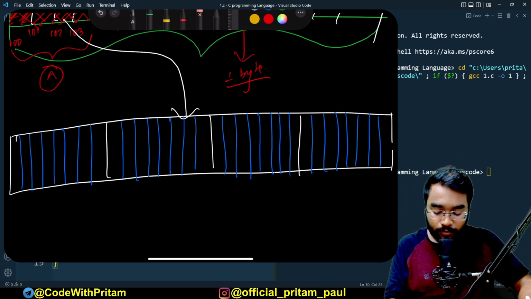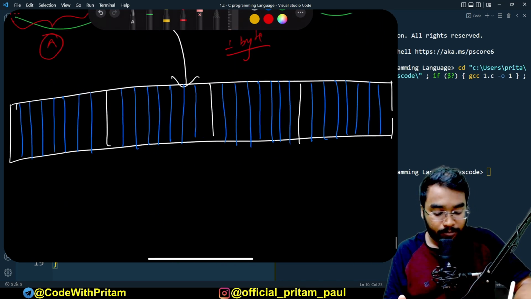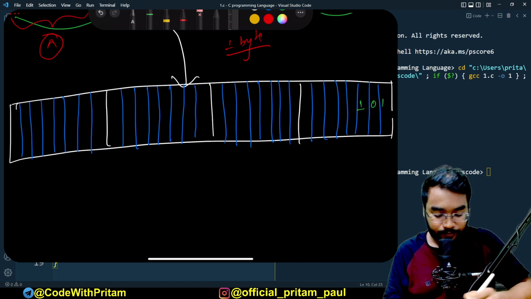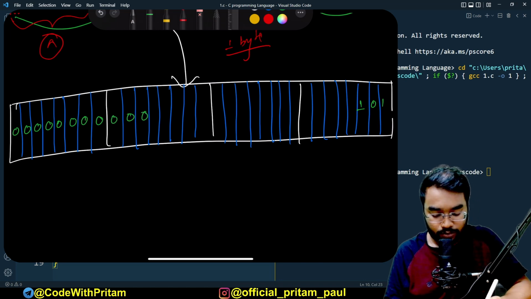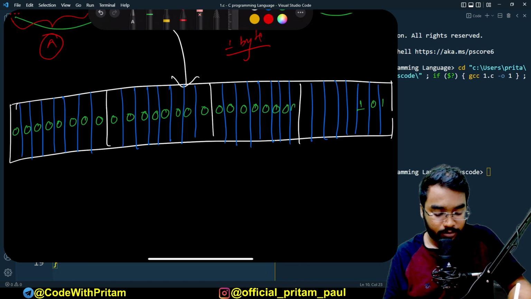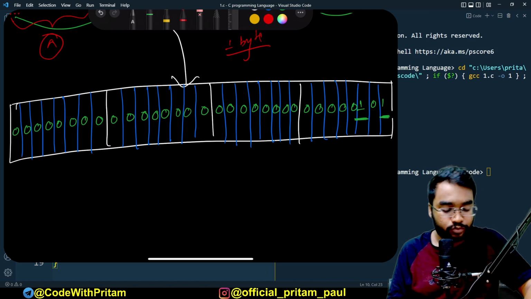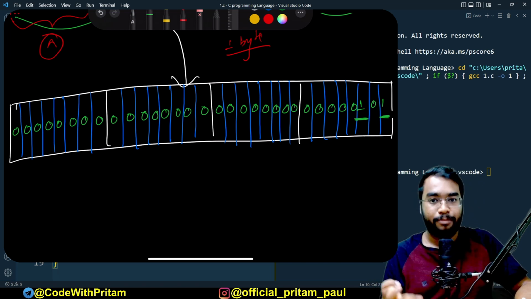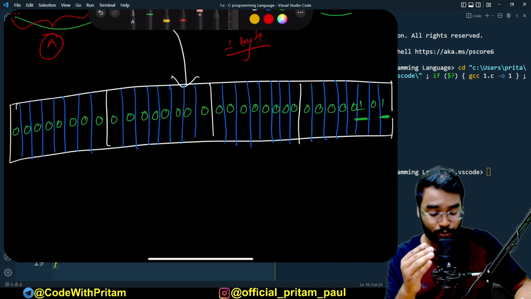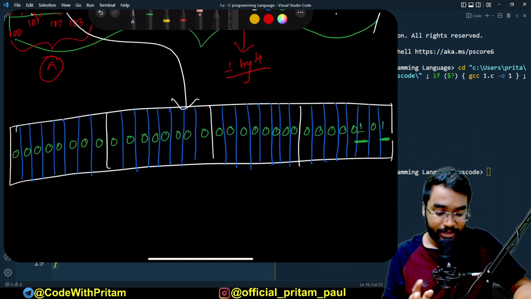And then as we have initialized it by 5, it means 101 in binary, and then all the others will be zeros. Only this is 1 and this is 1, as it is 5. In this way actually the data has been stored into our memory. It's a very important, very conceptual thing, so remember it. This is the way everything is stored in memory.